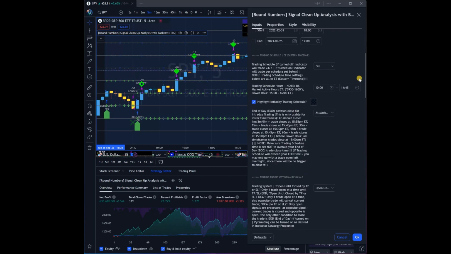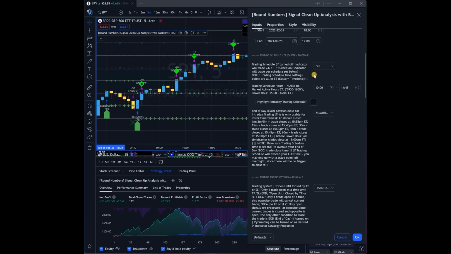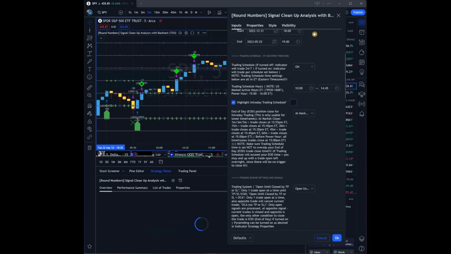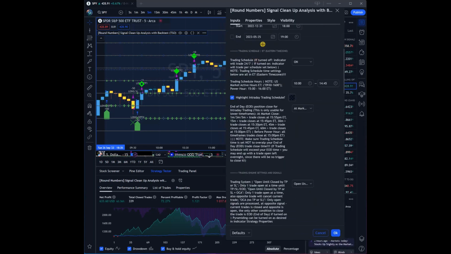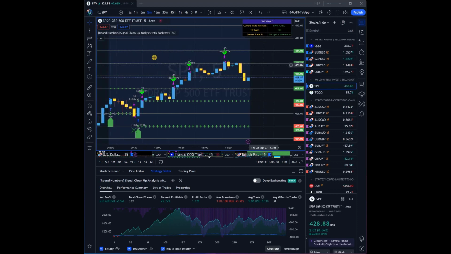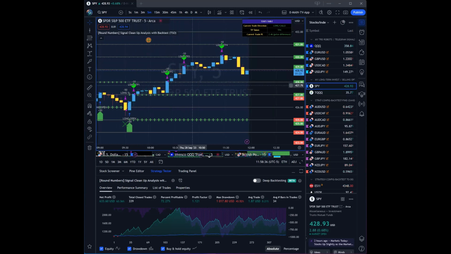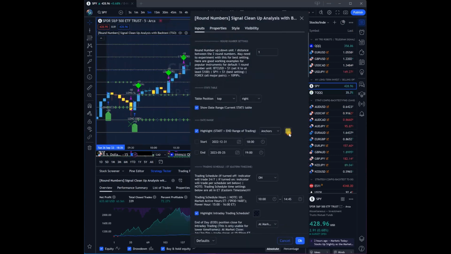Trading schedule. This is right now set up for intraday trading time. You can highlight it. It's gonna basically highlight when you're gonna receive signals. So beyond this point, there will be no more signals. It's not done yet. I'm sorry. So this is still going. But once it's done, it's gonna show you the area where the signals will be received.